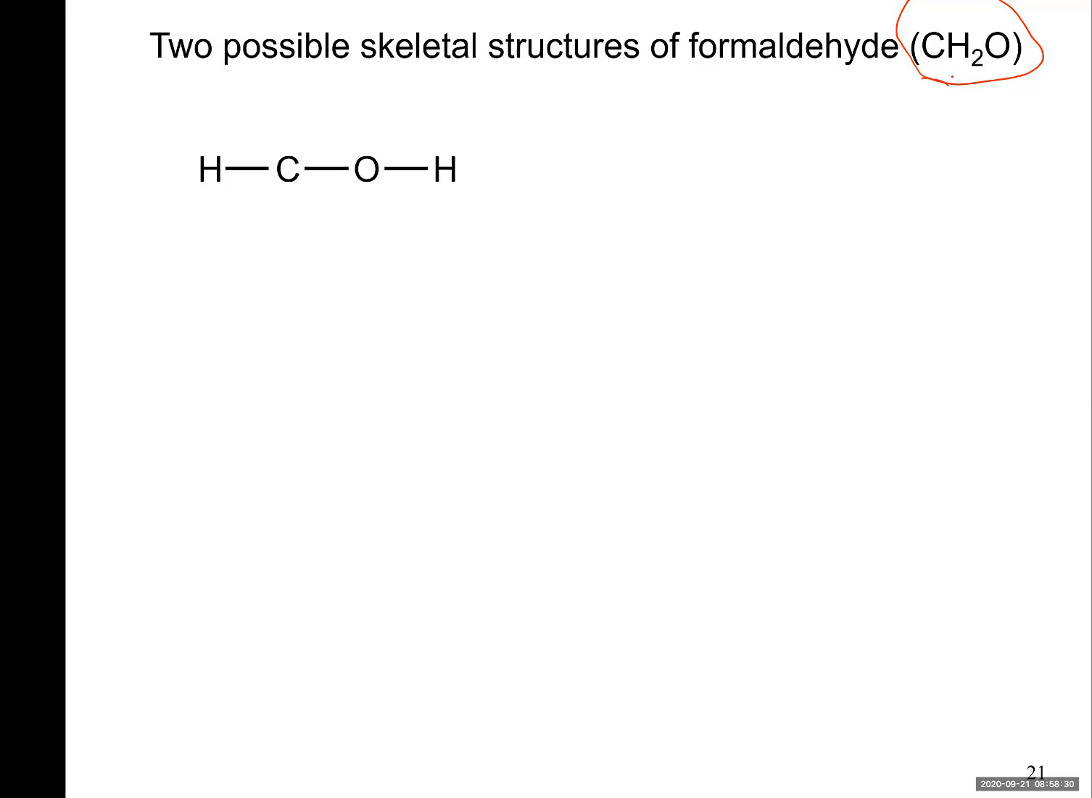placing the least electronegative atom in center. So hydrogen can never be a central atom. Why? Remember we said hydrogen can only make one bond because it has one single electron. Hydrogen can never be central atom. If hydrogen is a central atom, it must make two bonds, right? To be able to be central atom. So this is not an option.